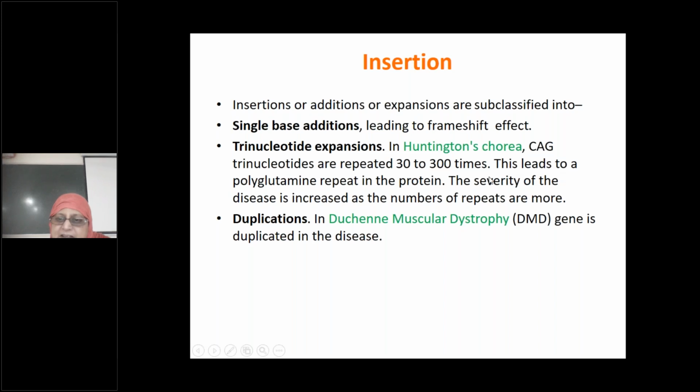Now this leads to a polyglutamine repeat in the protein, and the severity of the disease increases as the number of repeats is more. So instead of 30, it is 300. The severity of the disease will be more in case of Huntington's chorea. Then the base pairs may be duplicated. In Duchenne muscular dystrophy, or the DMD gene, duplication is seen in the disease.